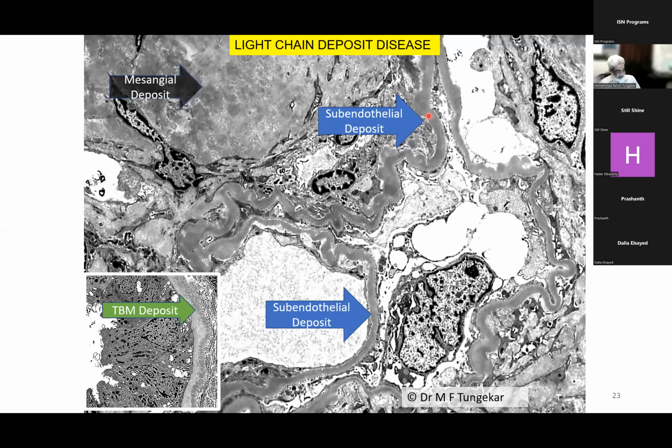Light chain deposit disease, usually a kappa light chain excess, monoclonal kappa light chain, gives rise to this distinctive deposition of this powdery granular material just under the endothelium. It's a continuous layer, more or less. And you don't see this in any other condition. And sometimes you also get mesangial deposits. Less commonly, it could be due to lambda light chain. And also the tubular basement membrane has very similar deposits.